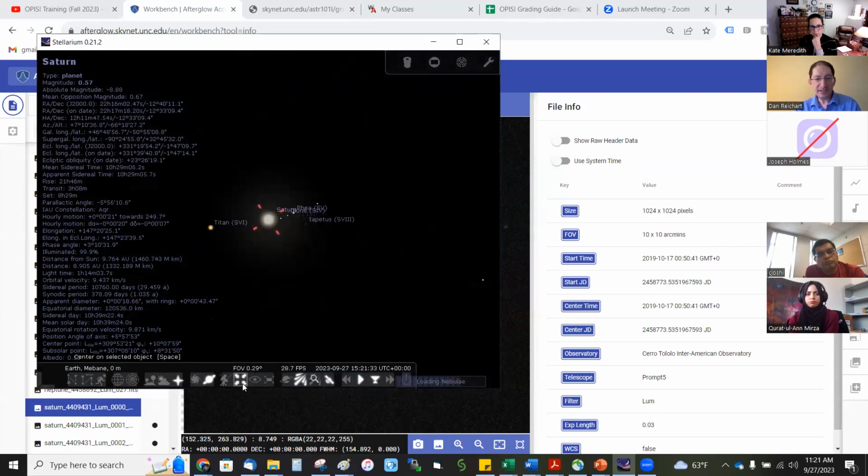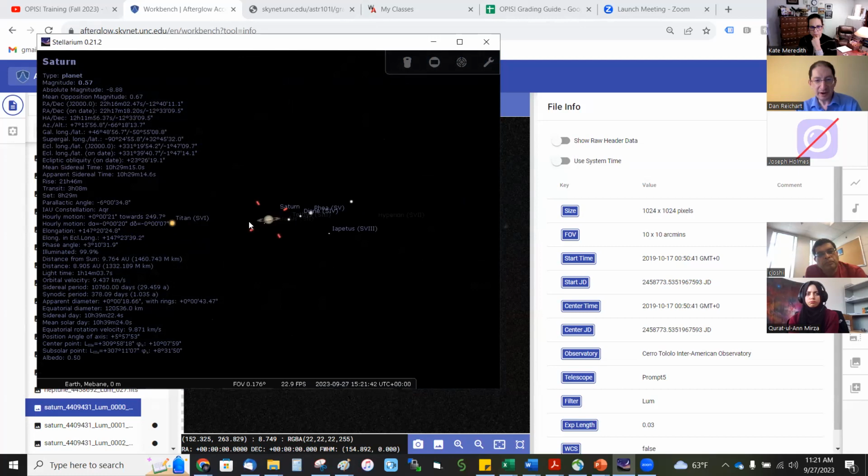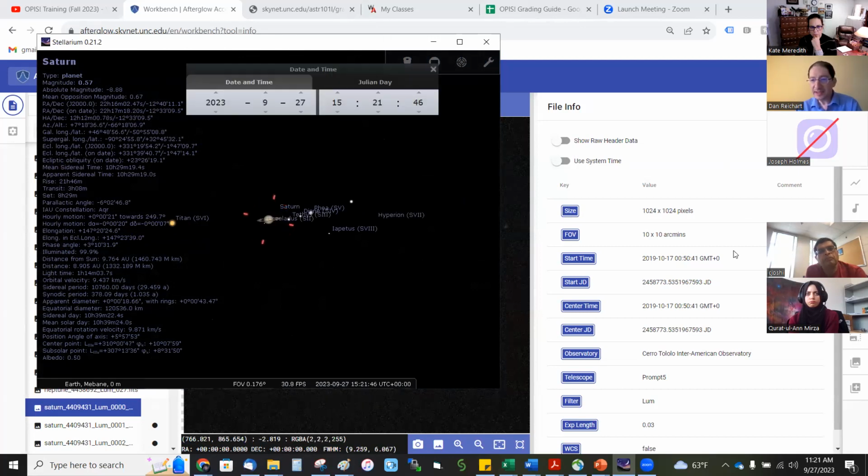If you want to line it up the same as your images, you hit the little telescope icon, and this is all explained in the videos. It was just a minor adjustment there. And lastly, I just have to change the date, and that's right here.